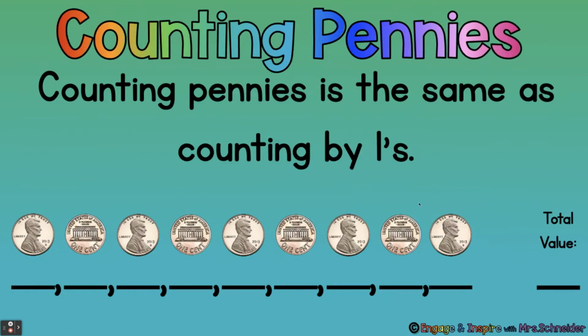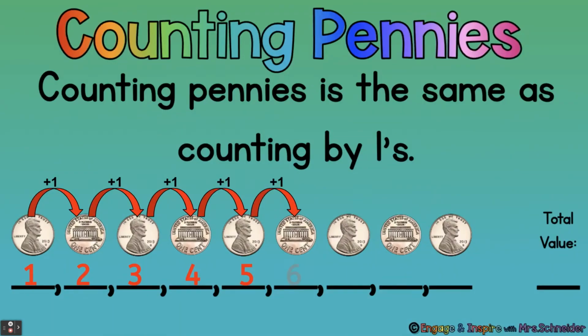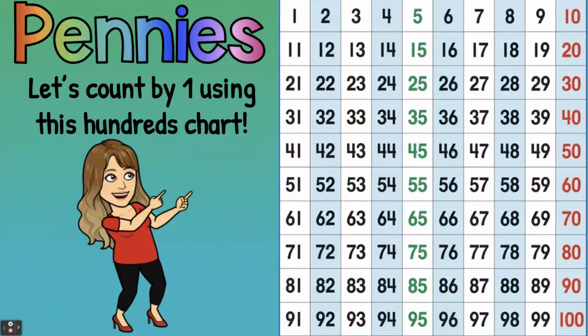So here we have 9 pennies. Let's find the total value. 1, 2, 3, 4, 5, 6, 7, 8, 9. 9 pennies is worth 9 cents.